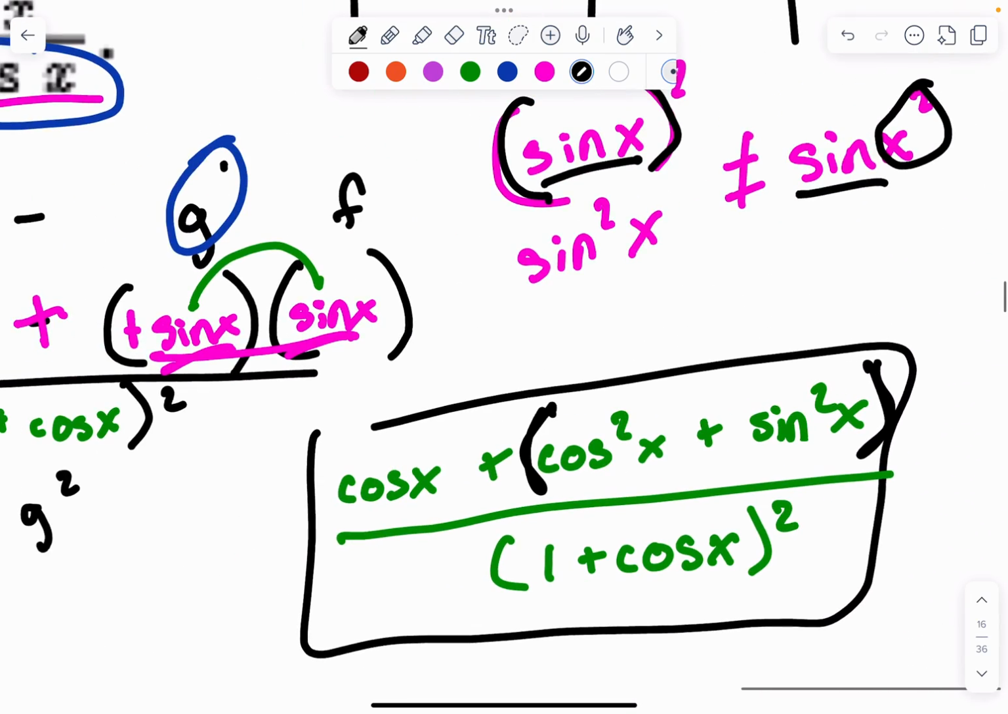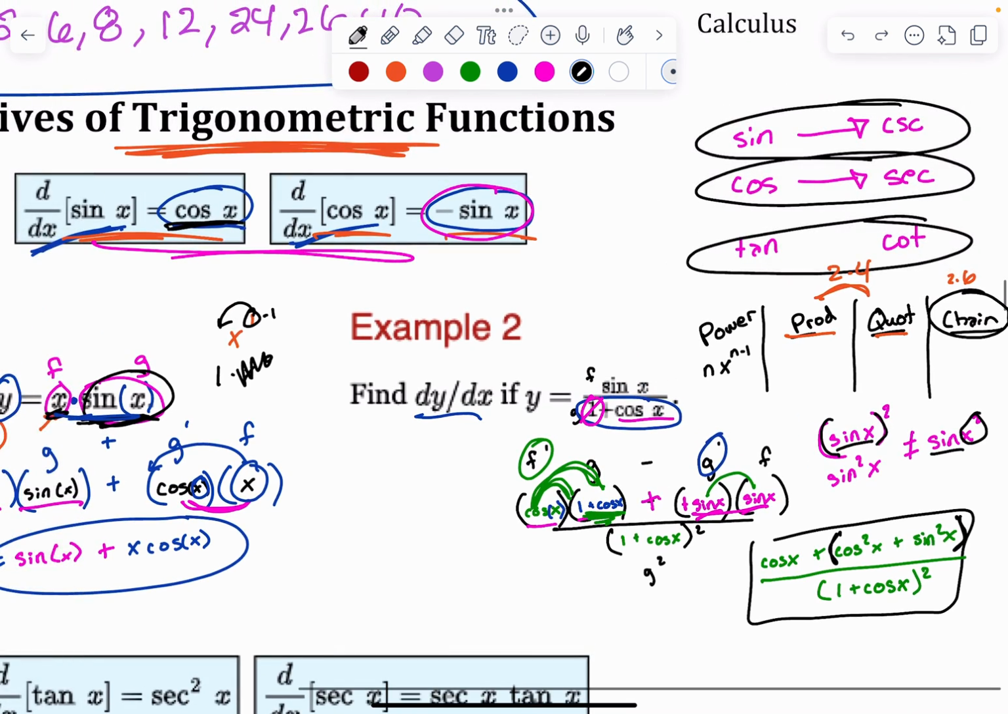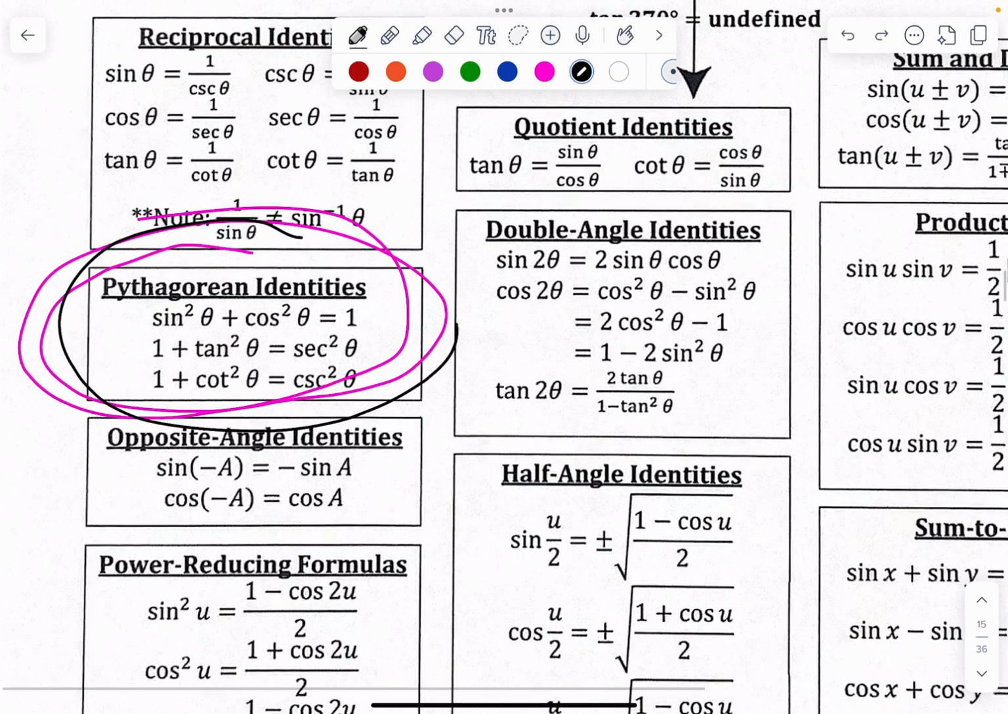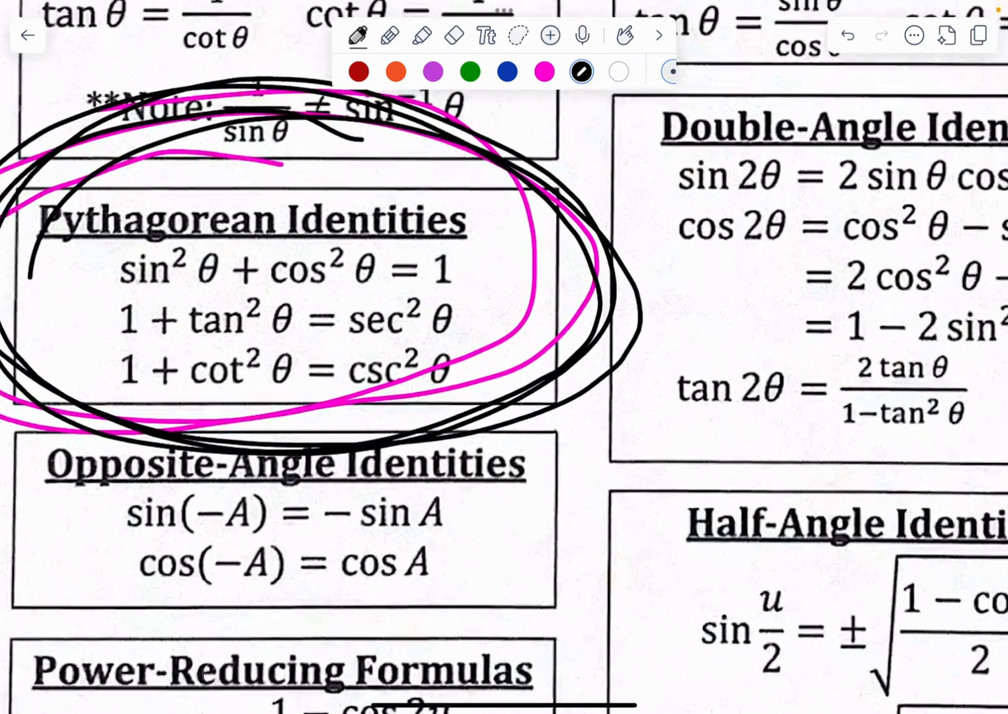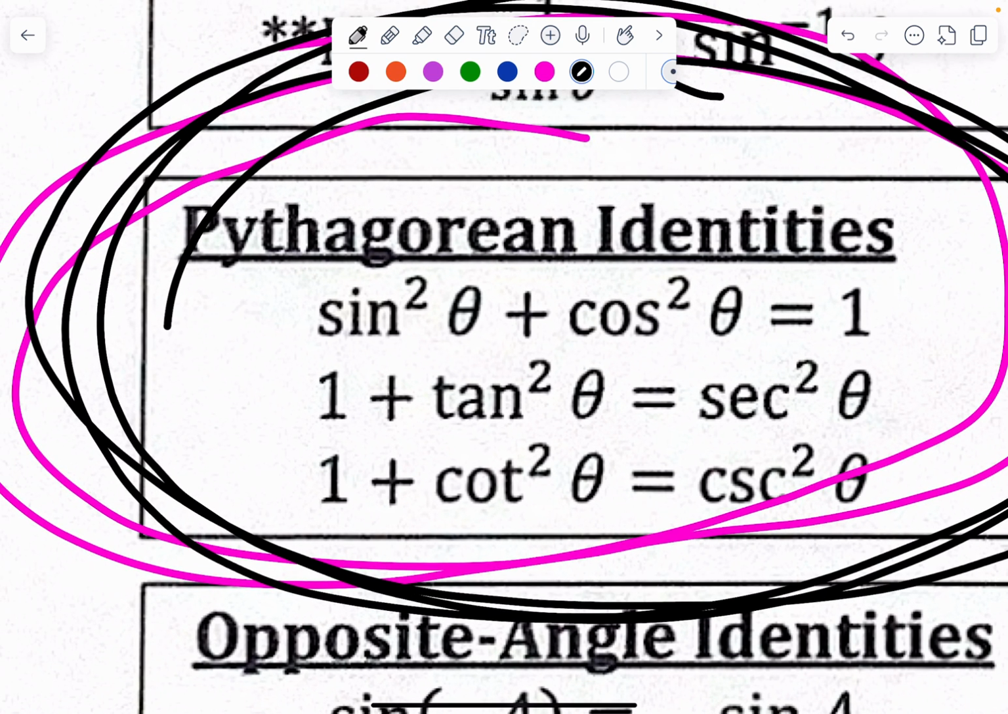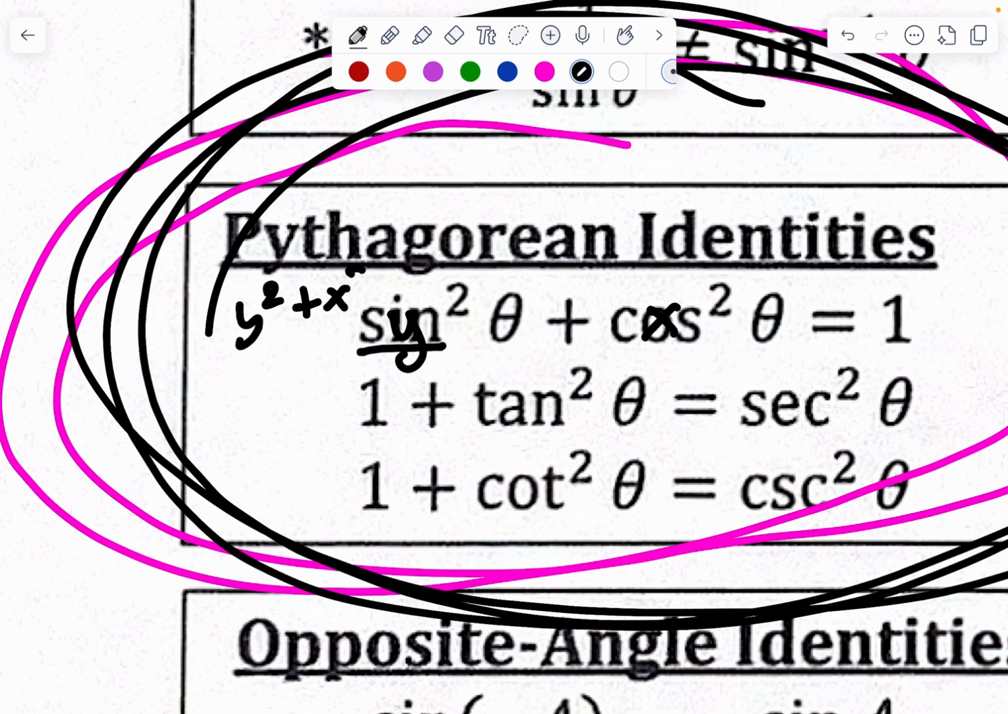Anytime you see sine squared and cosine squared, or any squareds when it comes to trig functions, I want you to go to your unit circle and look at these. They're called Pythagorean identities, and we'll talk about where these are generated from. In a nutshell, sine represents the y-coordinate, cosine represents the x-coordinate. So basically I have y squared plus x squared equals 1.